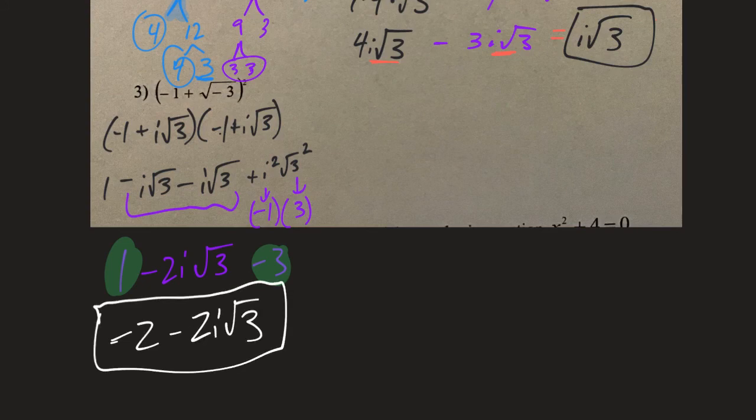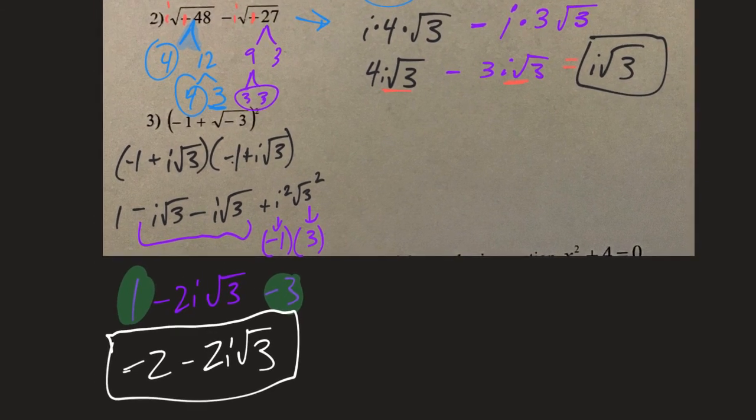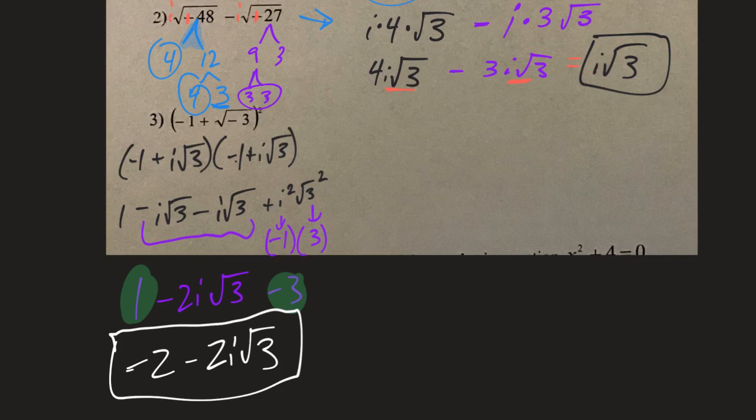Okay, so they mixed a lot of stuff in that one. We had to FOIL it out, had to simplify it, and make sure to pull out that i. Make sure you put that front number as being the real number and the second number as the part with i, your complex number.